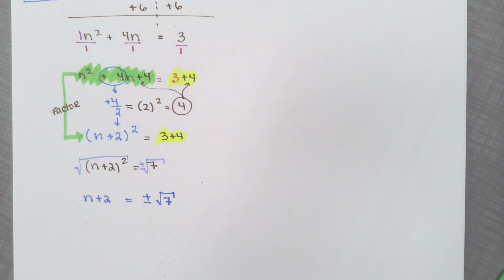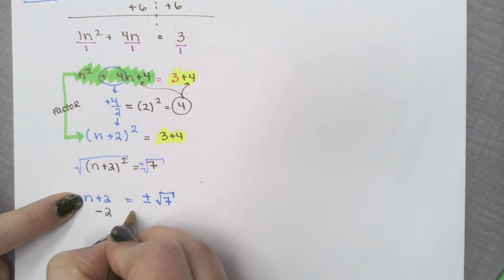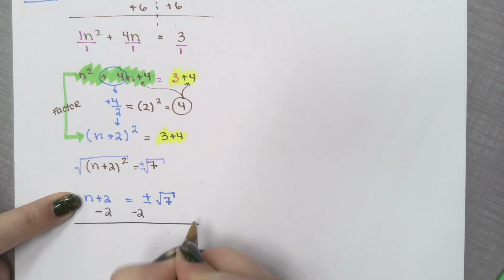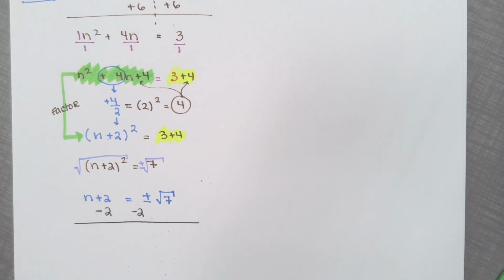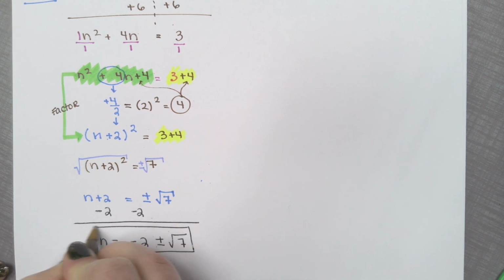In a way, it's almost better that you have a radical, just because you don't really have to split it up. Because the next step is taking that 2, so we want to get n by itself, and subtracting 2 to both sides. And instead of splitting up a positive root 7 and a negative root 7, we just need to write this as one thing, knowing there's 2 answers in it, and that -2 just goes out in front. So we have n is equal to -2 plus or minus the square root of 7. That is it. That is your answer.